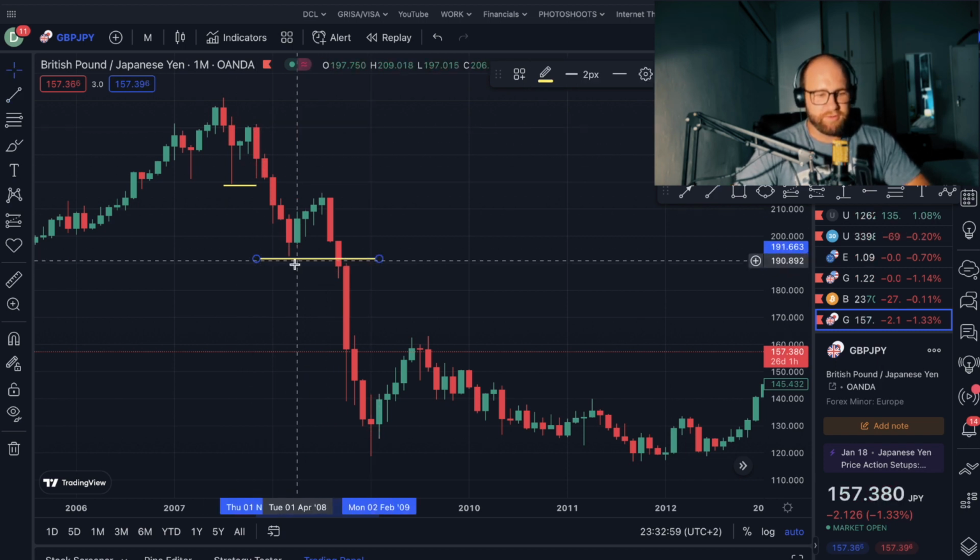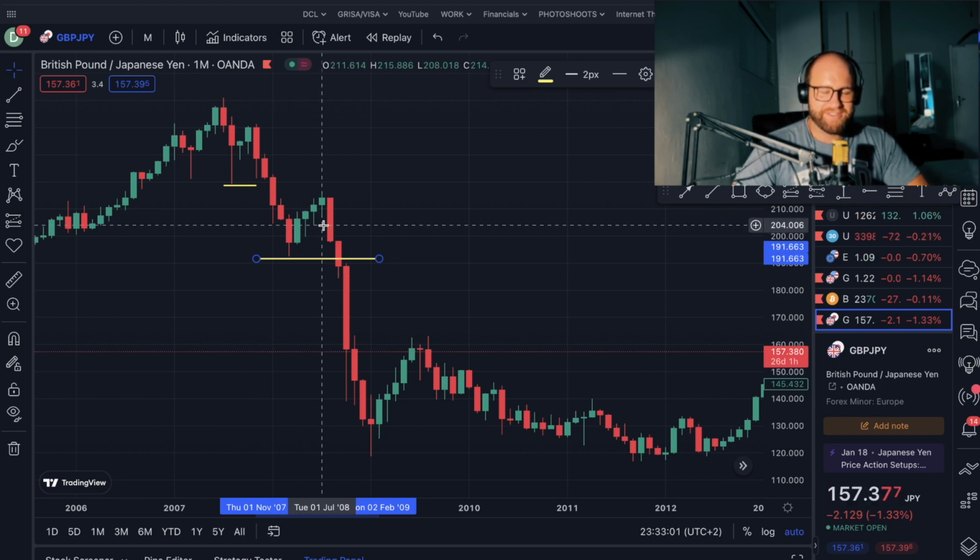Now, obviously, these are bigger moves on smaller time frames. This is just the daily. So what we're doing right now is we're going to start on the daily and identify, well, this is the monthly. So we're going to identify a monthly supply zone and work our way in.